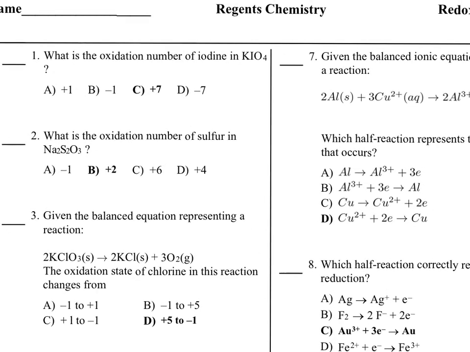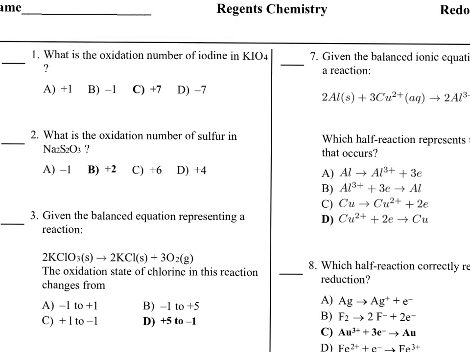Alright, the oxidation number of iodine in KIO4. Our known oxidation states would be the K and the O. Potassium is a group 1 ion, so it's a +1, and O is always -2. Always, always, always. So what we're going to do is set up our algebraic way to do this.